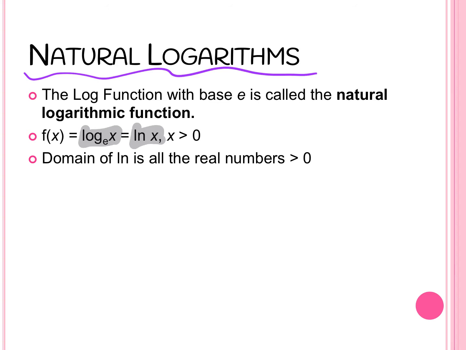The domain of that is all real numbers greater than 0, which means I cannot find the ln of 0 or a negative number, just like with the log. So whatever's next to this base can never be 0 and it can't be negative. If you hit that in the calculator, you'd get an error, right? It would yell at you and tell you whatever that non-real answer was, the message that it says. It's the same for a log.